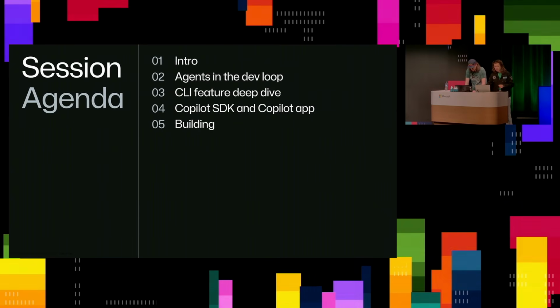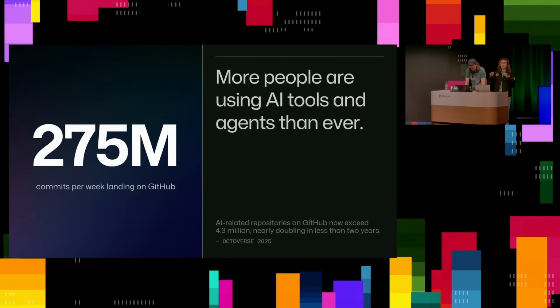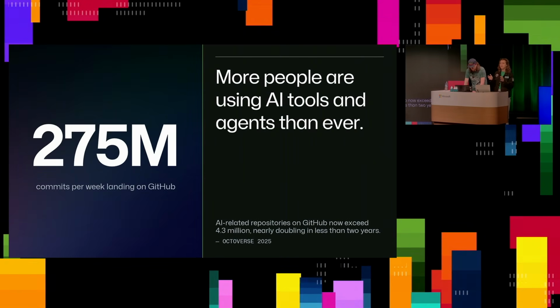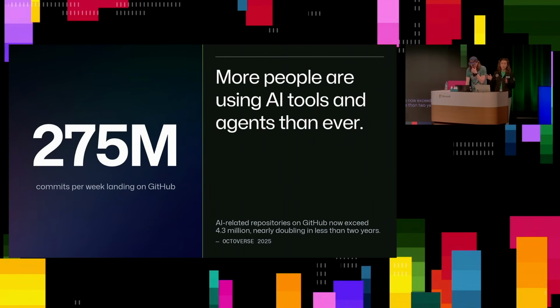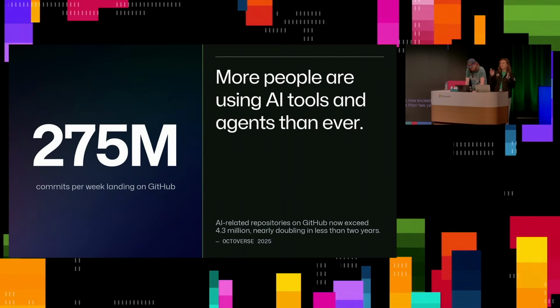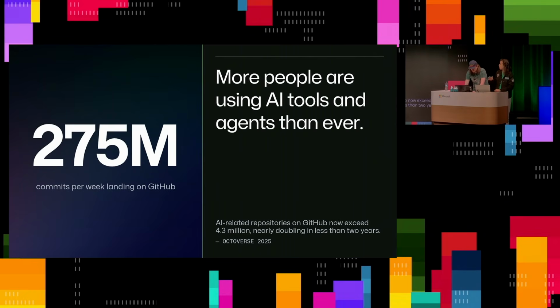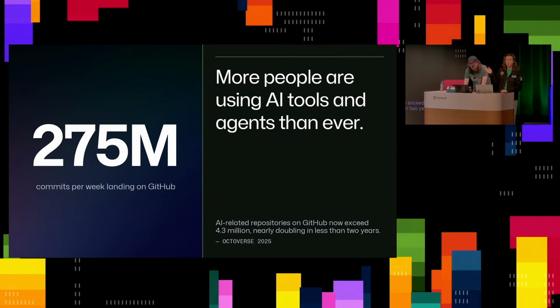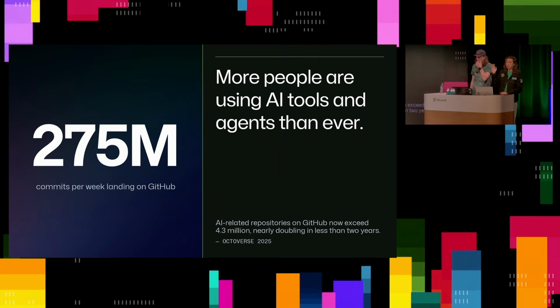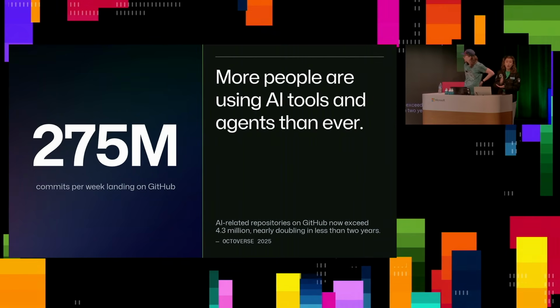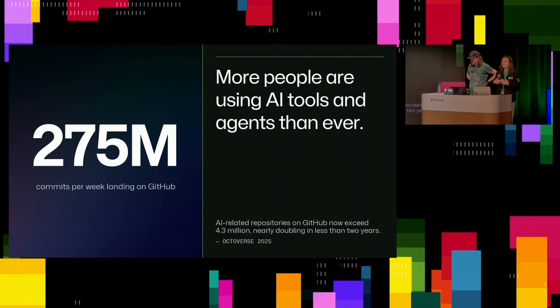OK, so first of all, so many people are using AI tools and agents more than ever. Last year, we made a really big deal about it where we crossed the billion commit mark. It was exciting. But now we're hitting about 275 million per week. And that was just the last number I heard. It's probably even more than that. We're getting so many commits, and that number is astronomical.